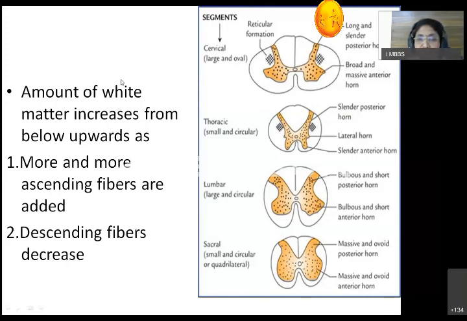In the last lecture, we have seen about the external features of the spinal cord. We have seen that the spinal cord is a continuation of the medulla oblongata below the foramen magnum, and it extends from the upper border of the first cervical vertebra to the lower border of the first lumbar vertebra. At its end, it is conical in nature, and hence it is called conus medullaris. So conus medullaris is the lower end of the spinal cord, and it is present at the level of L1 vertebra.